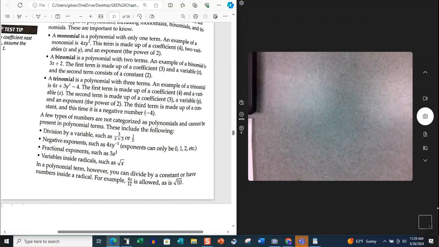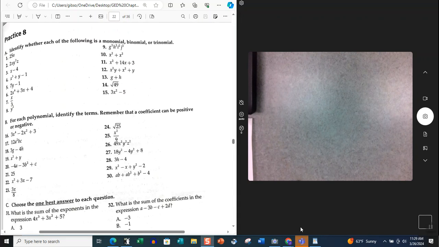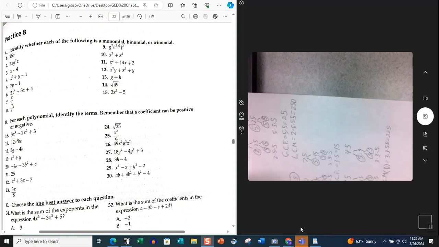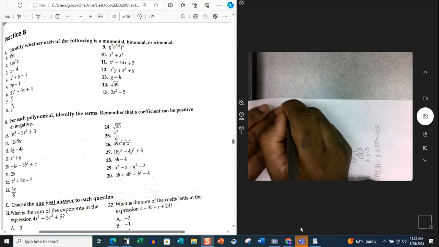Okay, so now we're about to start these problems. So now we look here at A. It says identify whether each of the following is a monomial, binomial, or trinomial. Now, I'm not going to need much space to do this, so I will be utilizing some of the scrap paper because this really doesn't take that much as far as mathematics is concerned.